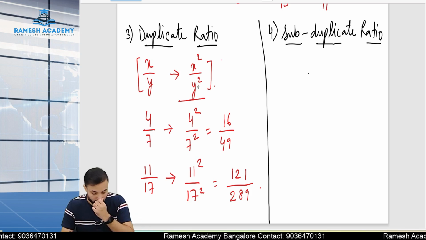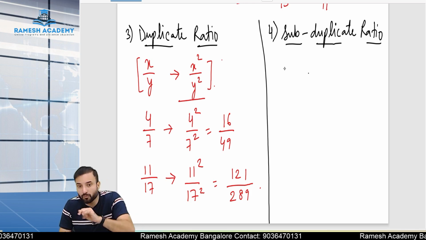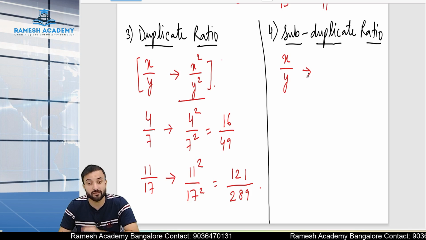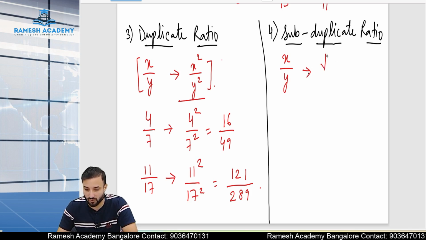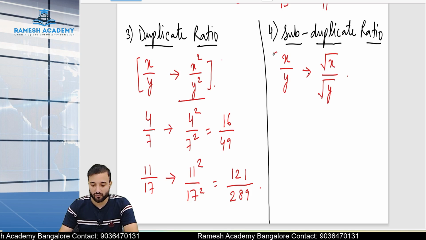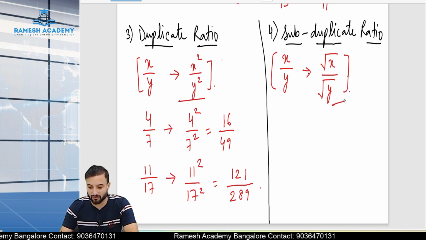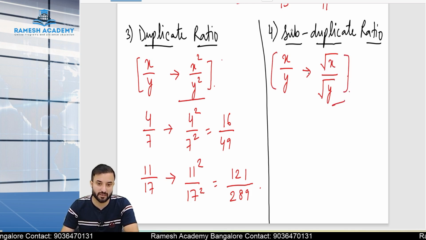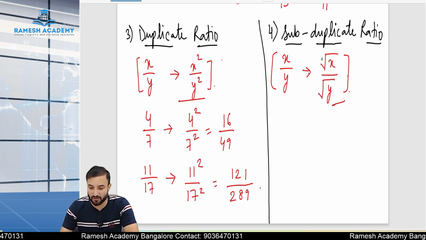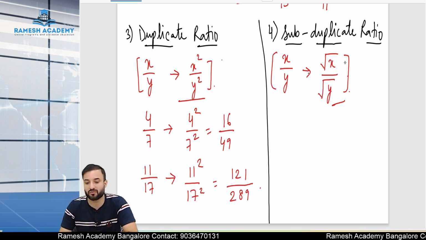Now next is subduplicate. Subduplicate means suppose any ratio is given x by y. So for finding subduplicate ratio, we will do the square root of this, square root of the ratio. So see, duplicate, so that's why name is subduplicate. So duplicate means we will do the square of the ratio. Subduplicate means we will do the square root of the ratio.